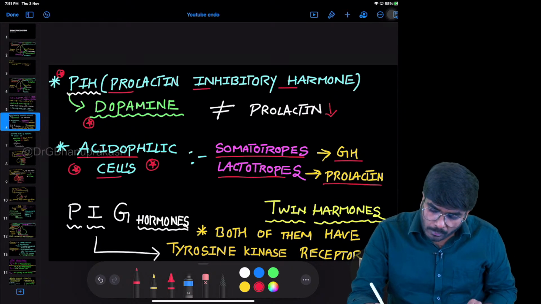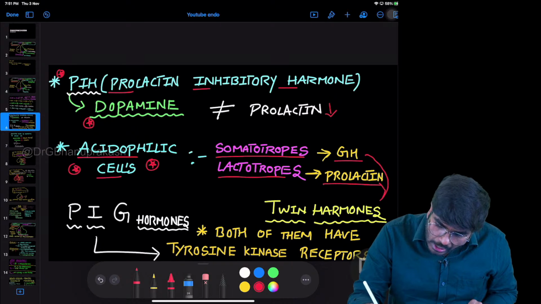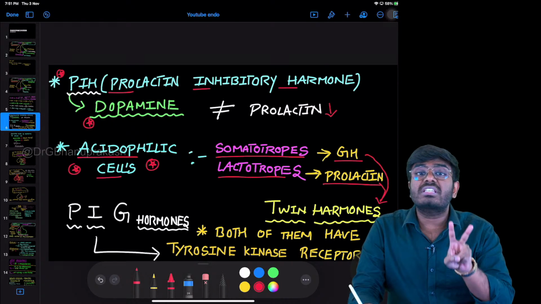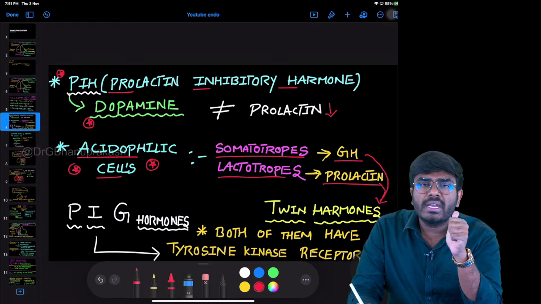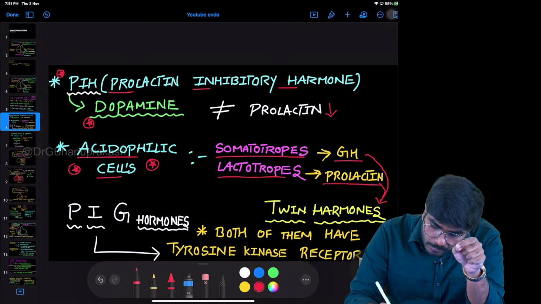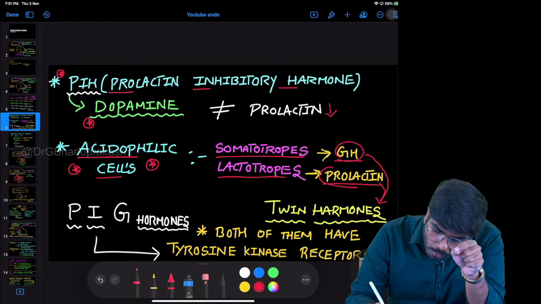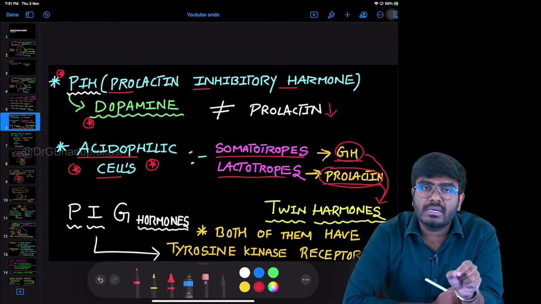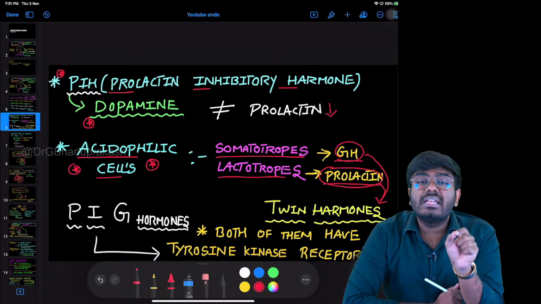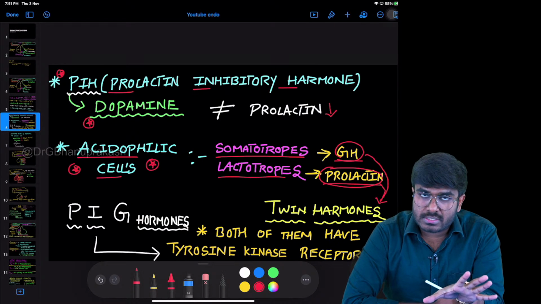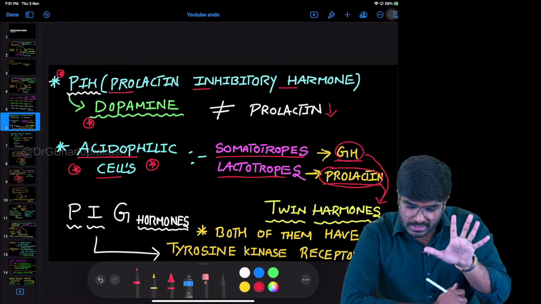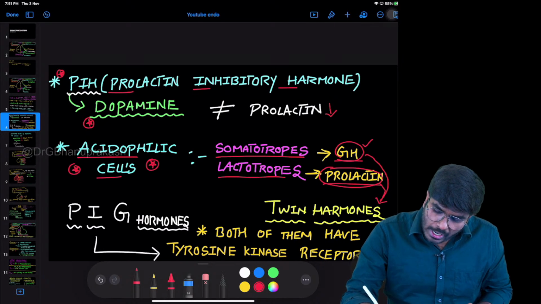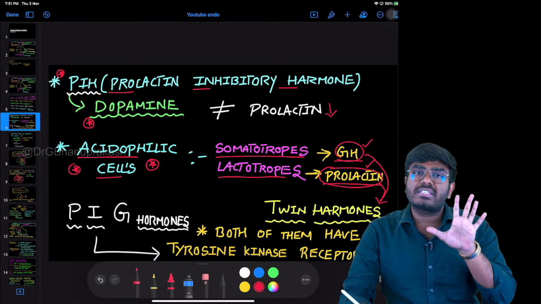Now, these 2 hormones are considered the twin hormones. The growth hormone and the prolactin are considered twin hormones. Why are we calling them twin hormones? Because both the growth hormone and the prolactin use the same type of receptor and the same type of cellular signaling for their actions. Just wait a minute, I will explain.